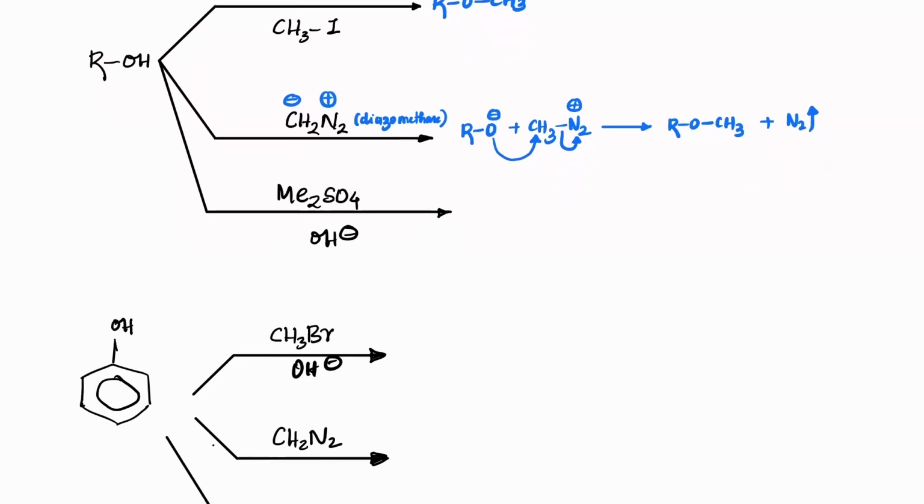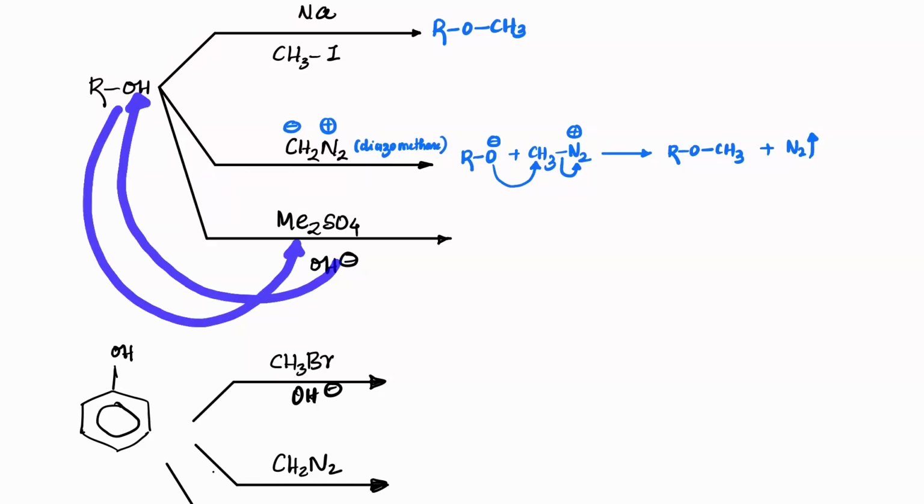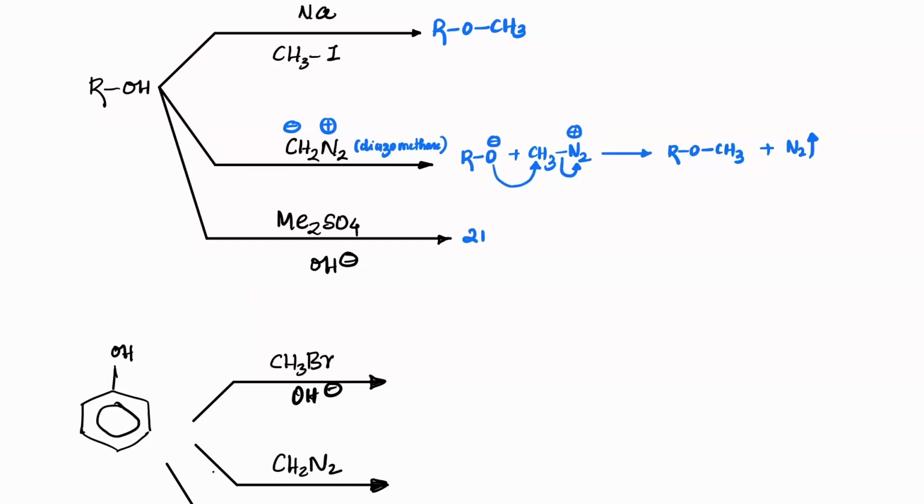Right? So that's how we can get the ethers. And in the second case, when OH minus takes H plus from here, RO minus will attack on the methyl. So you will get 2 moles of alcohol plus SO4 2 minus. So this is, sorry, 2 moles of ROCH3 and SO4 2 minus.